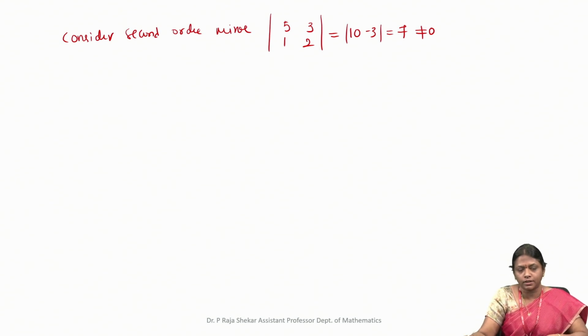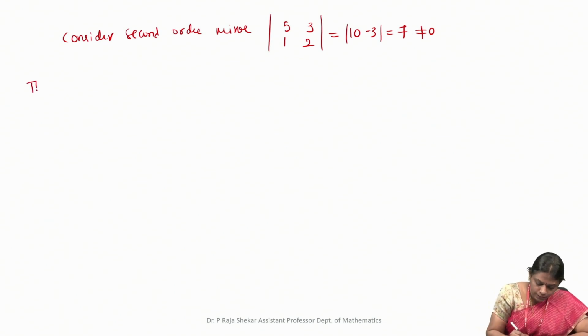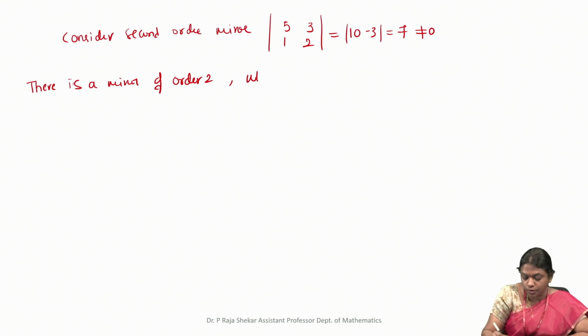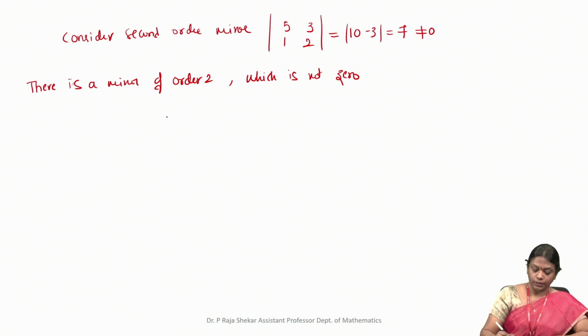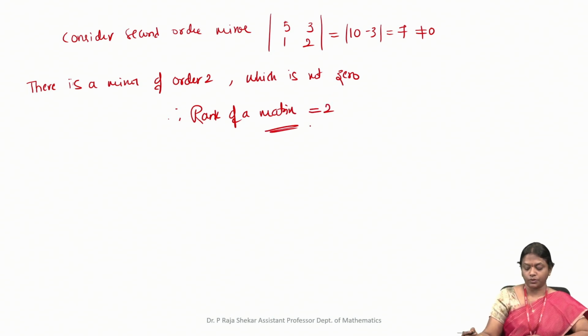So previously when we found the third order minor, the determinant we got was 0, so we wrote that rank of A should be not equal to 3. Then we selected a minor of order 2 by 2. You may take any minor of order 2 by 2. Now we got this minor as not equal to 0. That means there is a minor of order 2 which is not 0. Therefore, the rank of the matrix is equal to the order of the minor, 2, which is equal to 2.